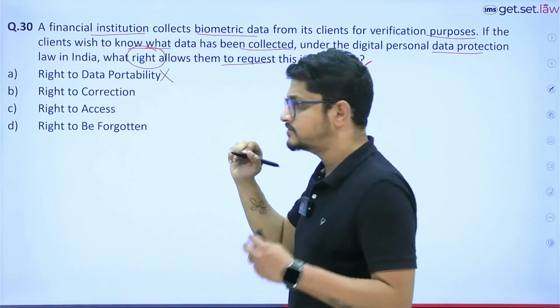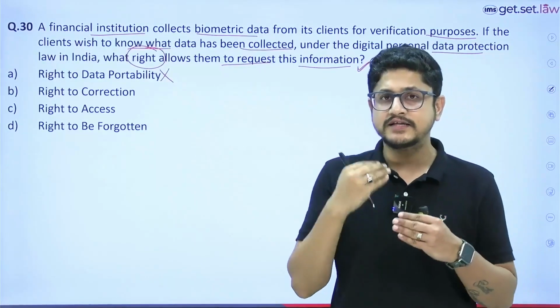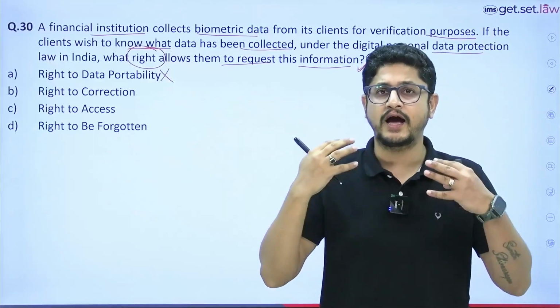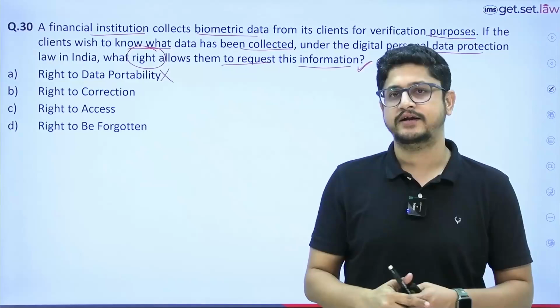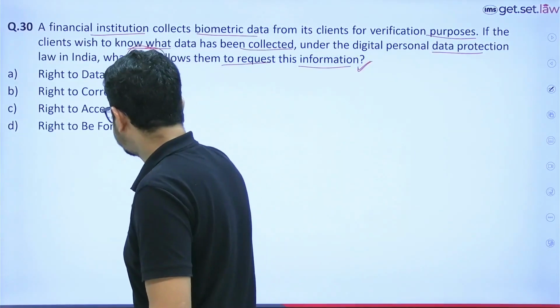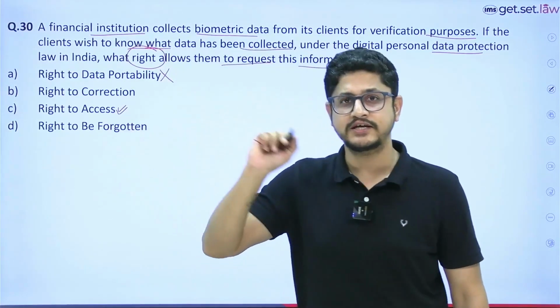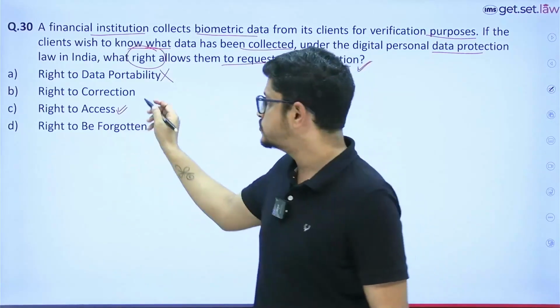No, because when I am sharing my data consensually with the other person, I want to know about that data. That means I have access to that data. So I think the right to access is the part. The right to correction is the one when you want to get it corrected. So this is not right.